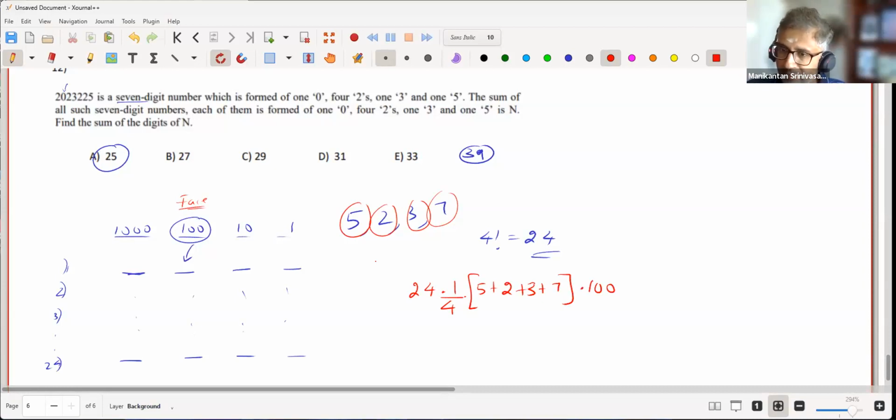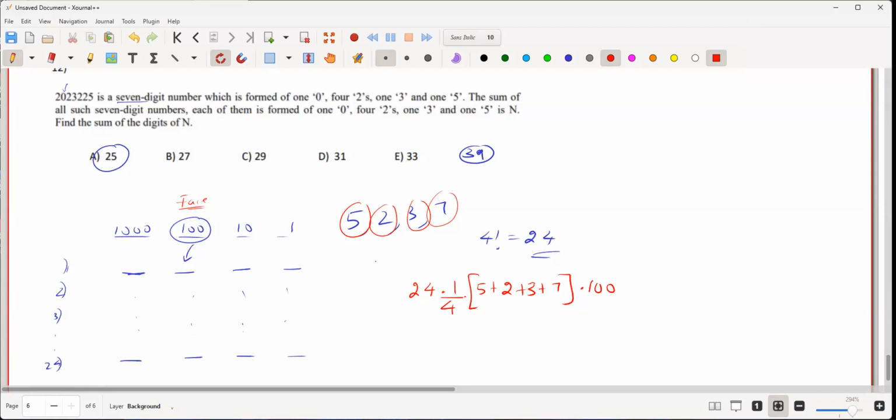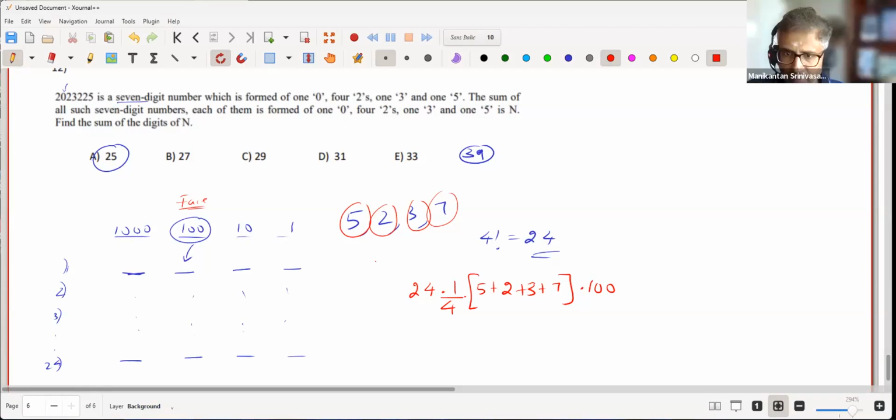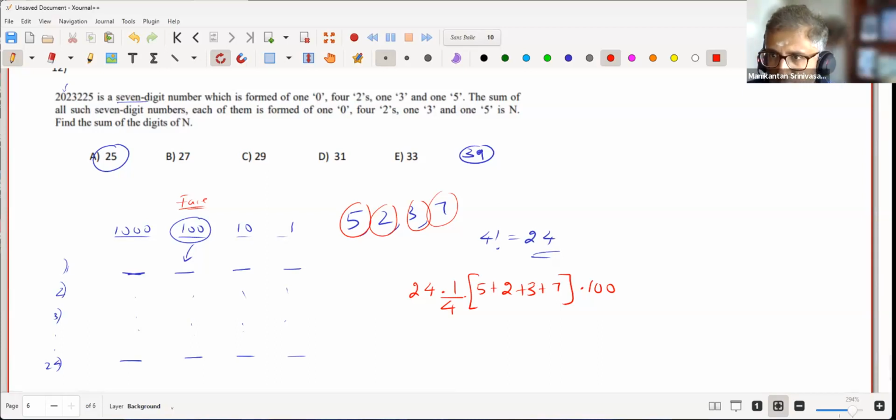Is this clear to everyone? Navya, is this clear to you? Kunsh? Yes. Okay.